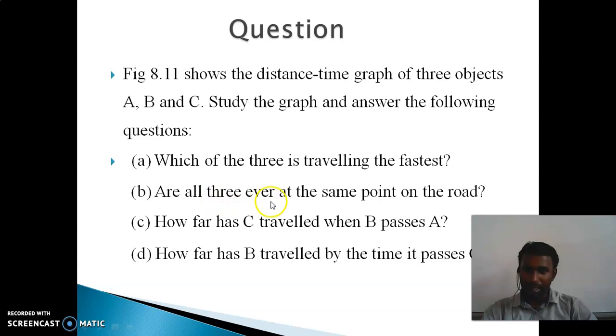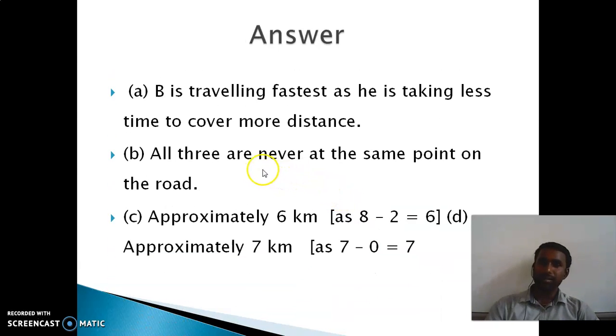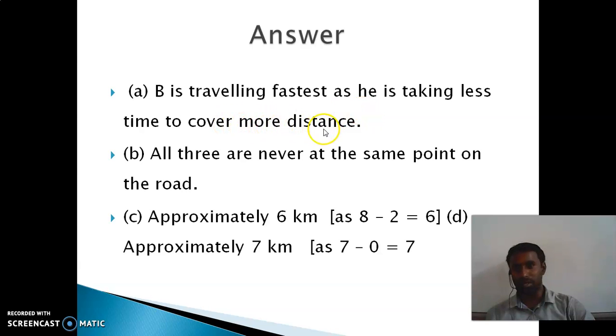Are all three ever at the same point on the road? How far has C travelled when B passes A? How far has B travelled by the time it passes C? So the answer: B is travelling fastest, as it takes less time to cover more distance. Look at the graph, B is travelling fastest. And all three never meet at the same point on the road. If you look at the graph, it is easily visible.